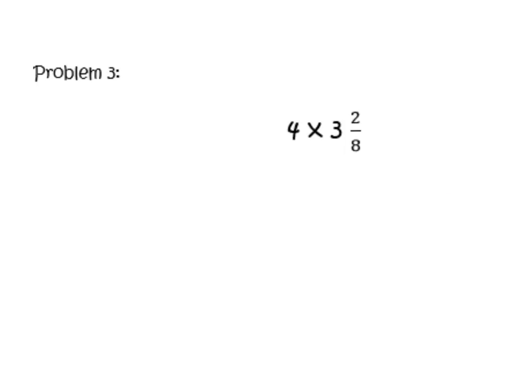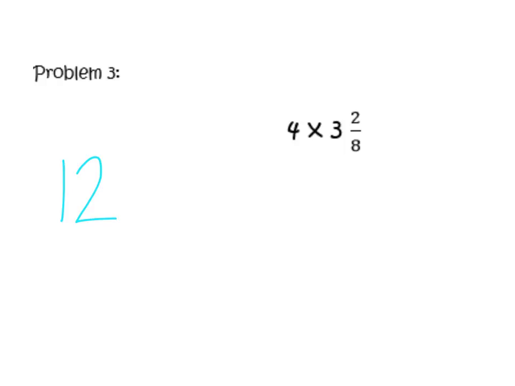Okay, last one. Look at problem 3. Go ahead and solve using the steps we did in the other 2 problems. Pause the video and replay when you are ready. First, I need to multiply the whole numbers. 4 times 3 equals 12. Then I need to multiply the whole number by the fraction.